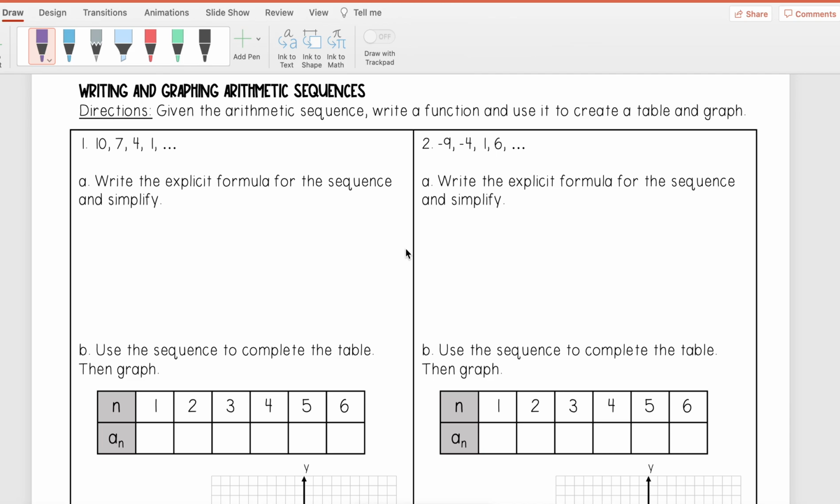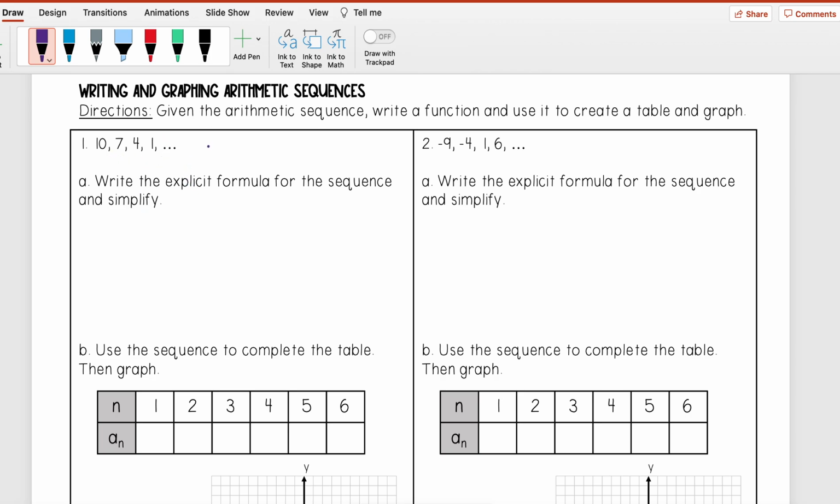In this video, we're going to be practicing again writing the explicit formula for the sequence, and we are going to simplify all the way. And then we're going to use that to create a table and a graph. So looking at this first one, I have the sequence 10, 7, 4, 1.